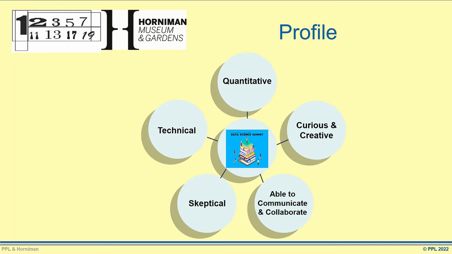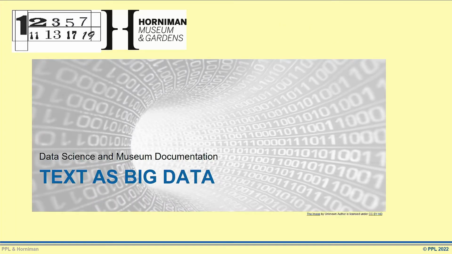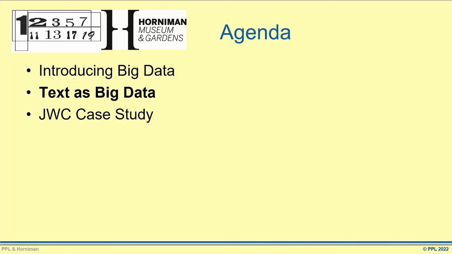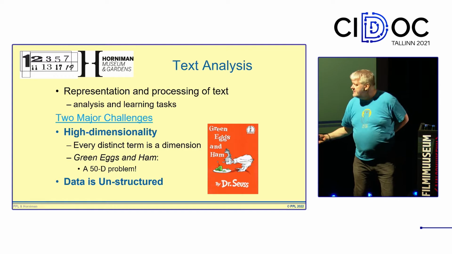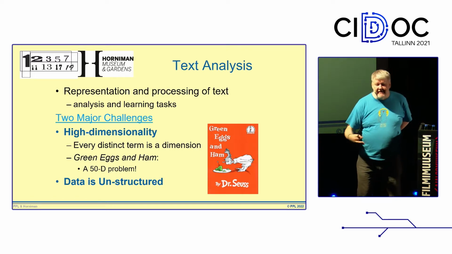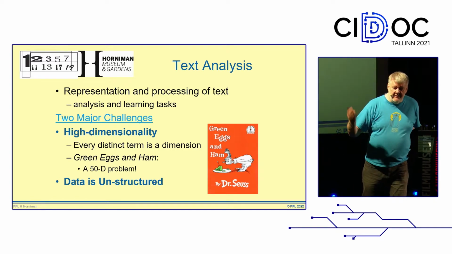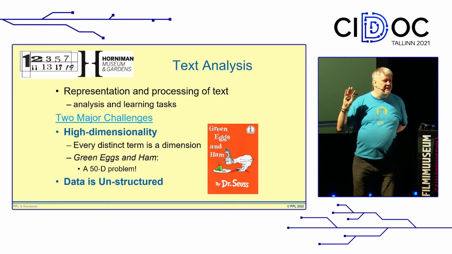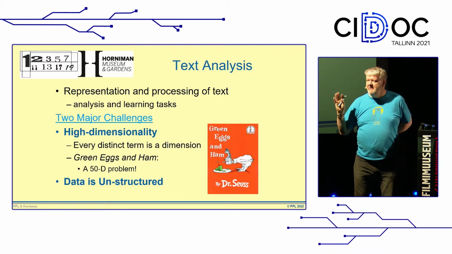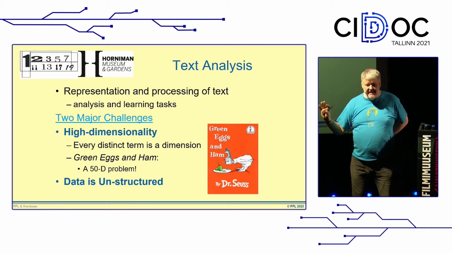Okay, so that was a whistle-stop tour of data science. So now I'll have a look at text as big data. So there are two big challenges with text. One is a very high dimensionality problem. So I don't know if you know green eggs and ham. Unfortunately, in our house, we know it very well. My daughter was very, very keen on this, so we'd end up reading it 20 or 30 times a day.